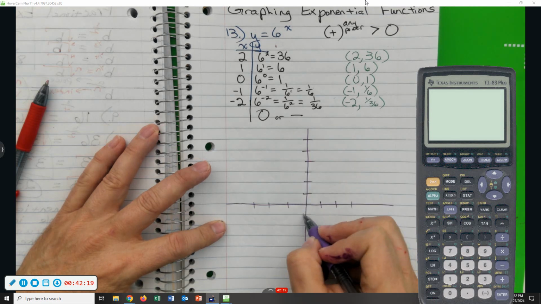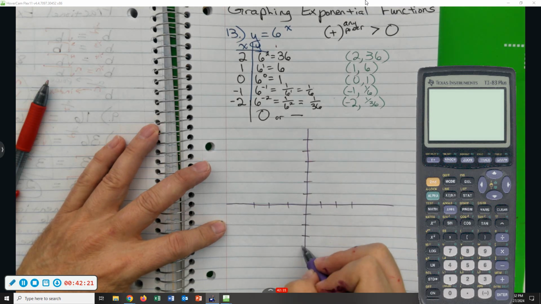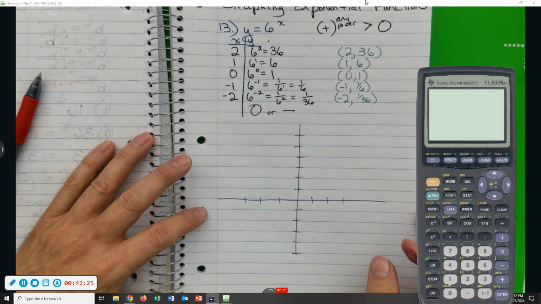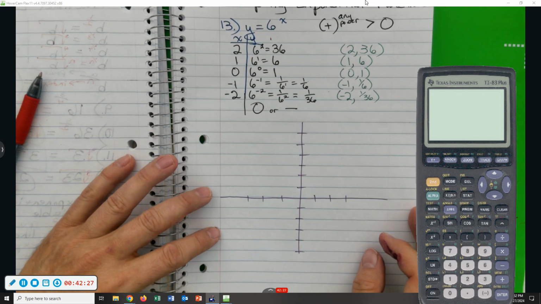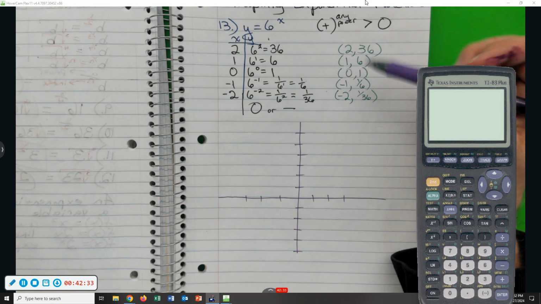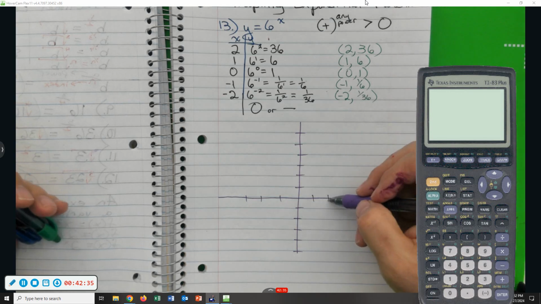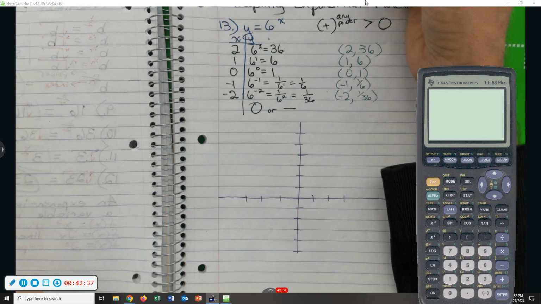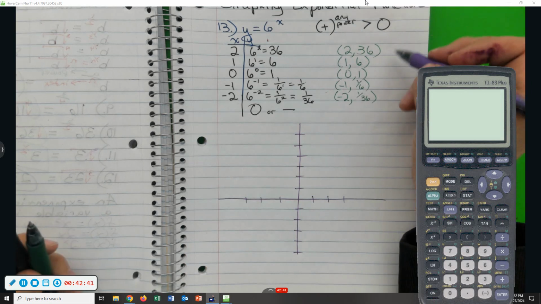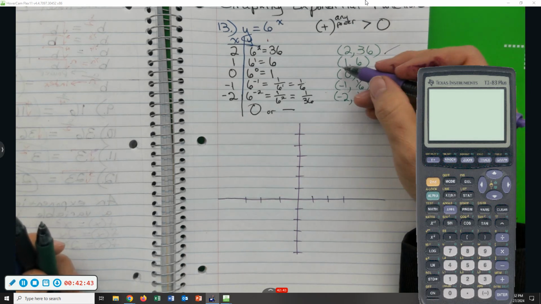Question. Could you just plot 2 points? I'm going to plot 3 basically, okay? That'll be my pattern. You don't have to get them all plotted. I'm not going to plot this one because you'd have to go right 2 and way up 36. I'm off the paper at that point, aren't I? So I'm not going to bother plotting that one.